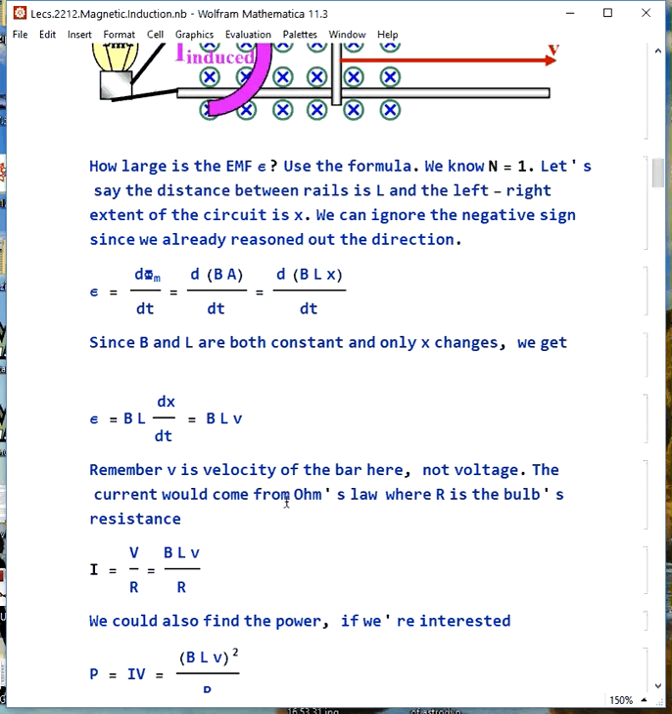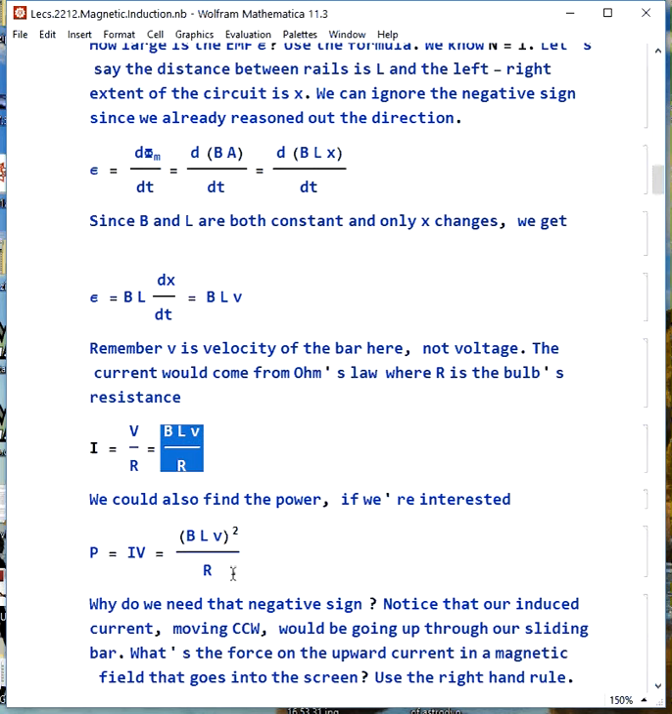If we're looking for the current, we get that from Ohm's law, which is this EMF divided by R, or BLv divided by R. What's the power generated in this resistor? The ability to heat water, for example. We can use P equals IV, which means we can just multiply those two together. Here the V is voltage. We get (BLv) squared over R.